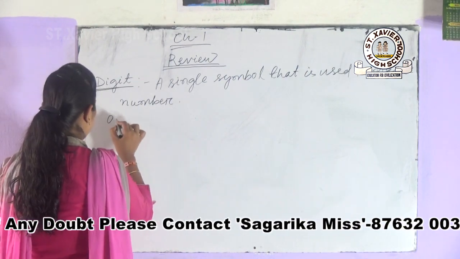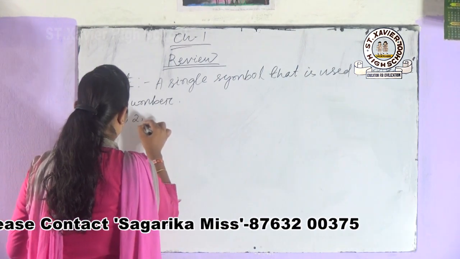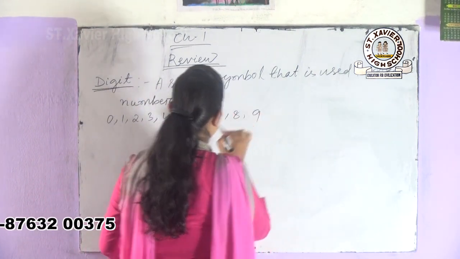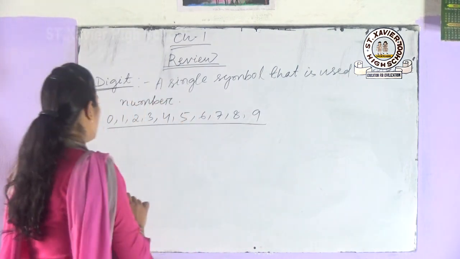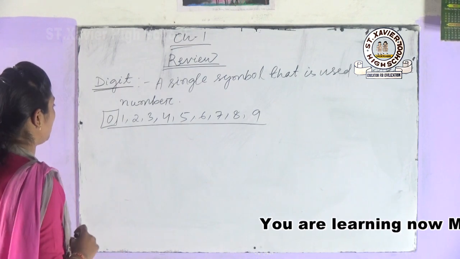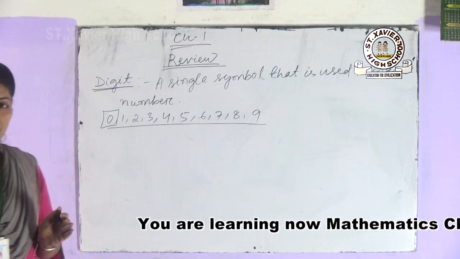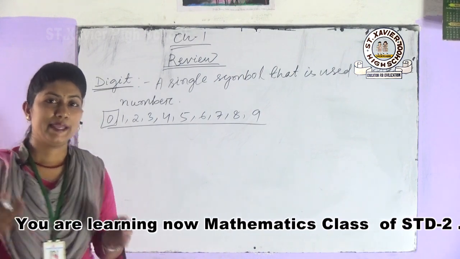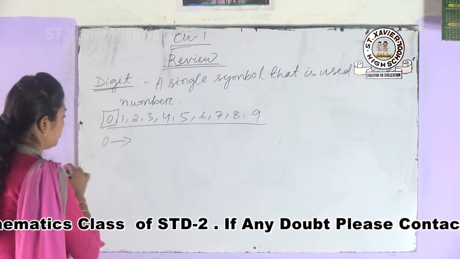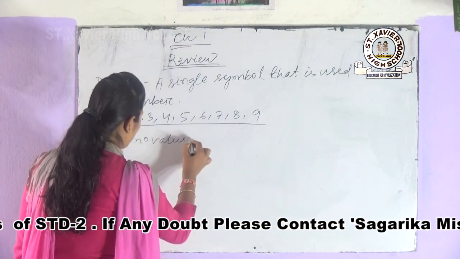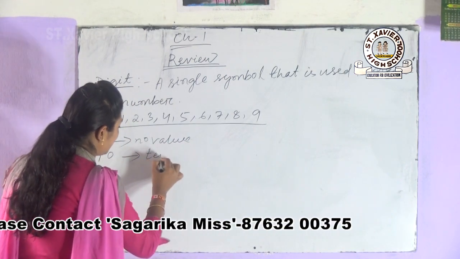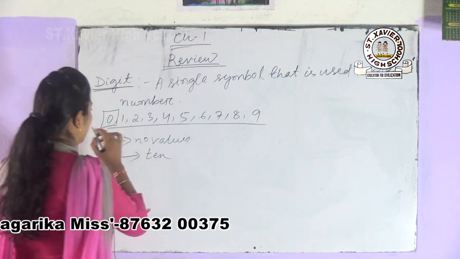There are 10 digits: 0, 1, 2, 3, 4, 5, 6, 7, 8 and 9. There are 10 digits, but 0 is a special digit which has no value. 0 is valueless. If you add 0 after any number, it will increase the value of that number. Suppose 0, it has no value, yes or no? If you add 0 after 1, then it will be 10, yes or no? So 0 has no value except 0.